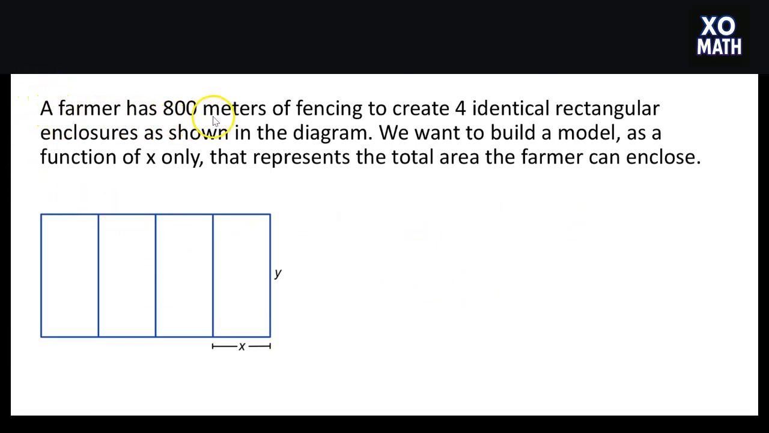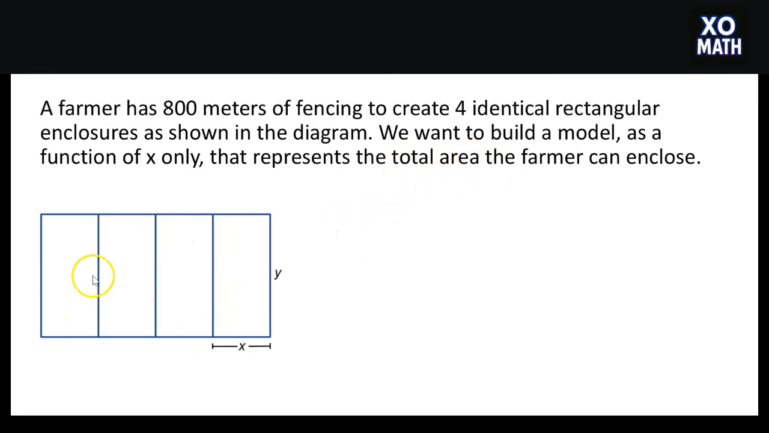A farmer has 800 meters of fencing to create 4 identical rectangular enclosures as shown in the diagram. We want to build a model as a function of x only that represents the total area the farmer can enclose. So here's the diagram of the structure the farmer wants to create with his 800 meters of fencing. We want a model that is a function of x only that represents the total area the farmer can enclose.